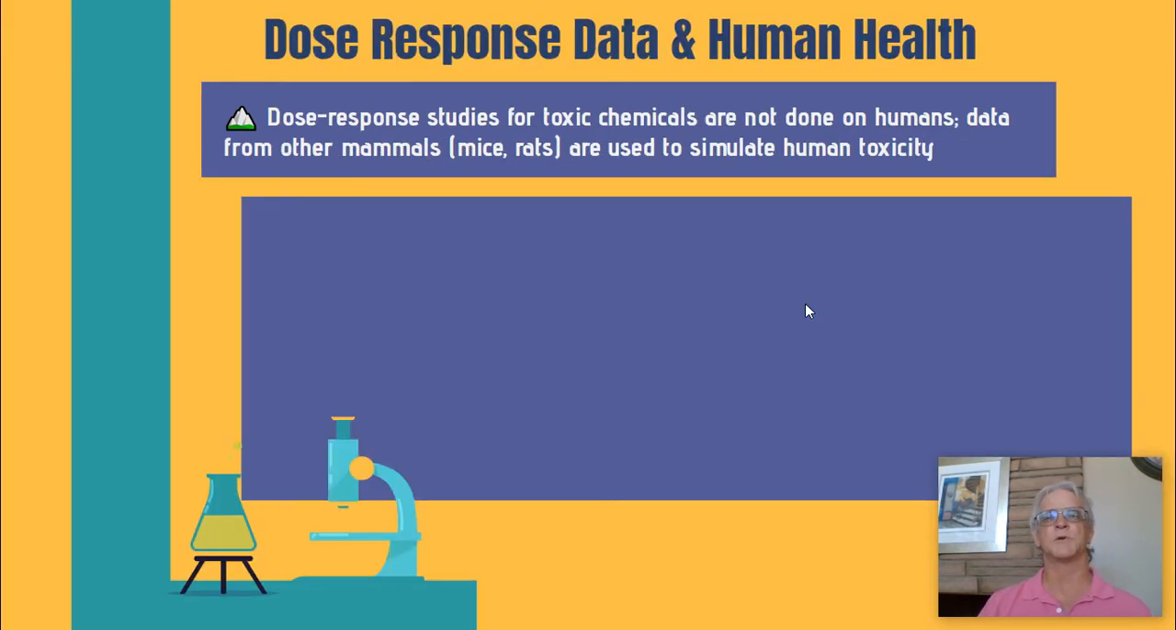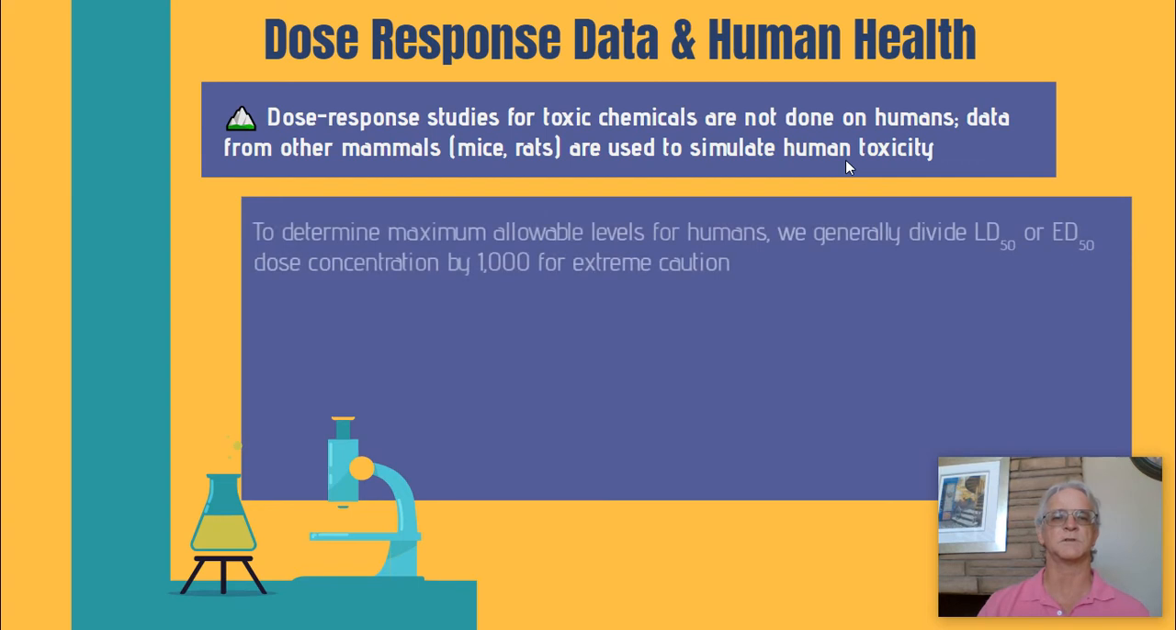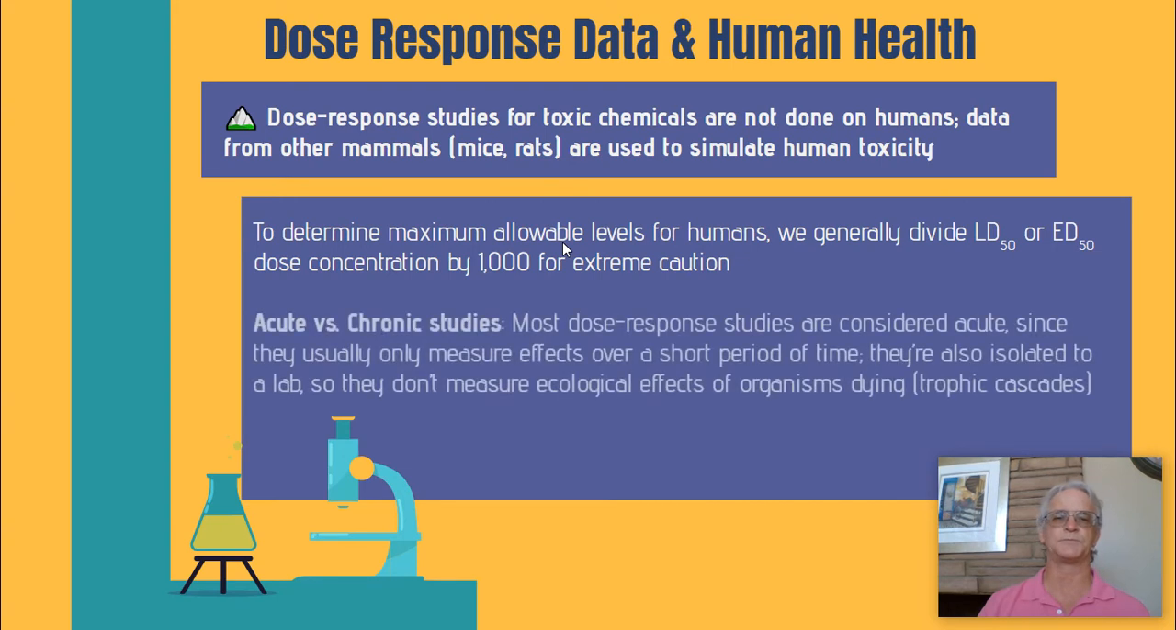Dose response studies for toxic chemicals are not done on humans. The data is collected usually on other animals such as mice and rats, which are used to simulate human toxicity. Sometimes they are taken to other organisms, such as pigs for heart studies, or chimpanzees or monkeys for other human studies. To determine the maximum allowable levels of chemicals for humans, we generally divide the LD50 or effective dose 50 concentration by 1,000 to be cautious.